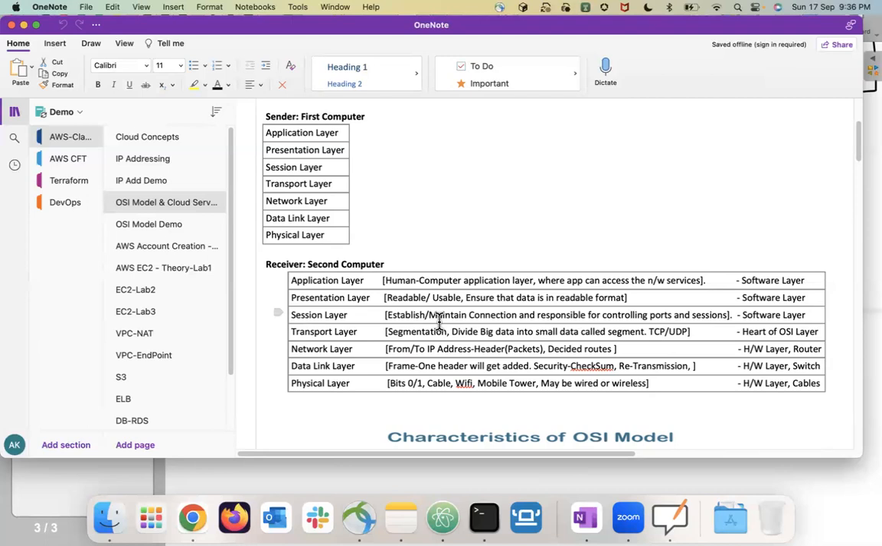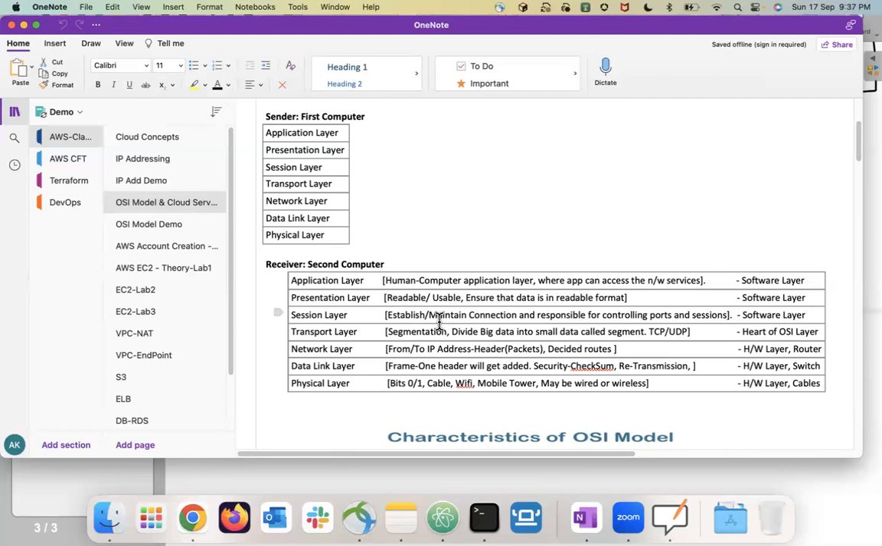Suppose my first line is my name, the second line is my address, and the third line is my phone number. It should reach you in that order only. It should not be that the last line, my phone number, reaches you first. Yes, you got it right. So it will be in that order. How are these things getting maintained?